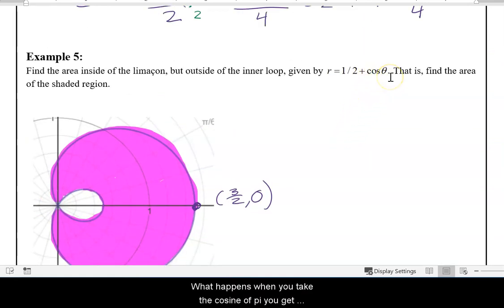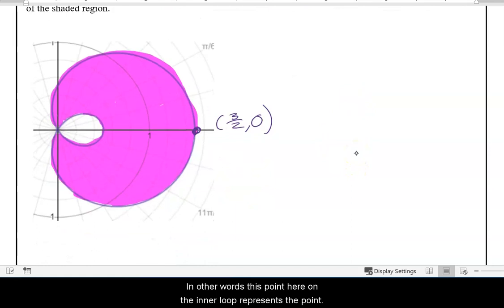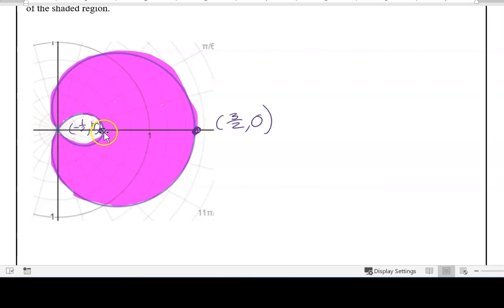What happens when you take the cosine of pi? You get a -1, and 1/2 minus 1 will give me a -1/2. In other words, this point here on the inner loop represents the point -1/2, pi. The angle is pi, but the radius is negative, so instead of graphing to the left of the pole, it shot out the 180-degree line and formed the inner loop.